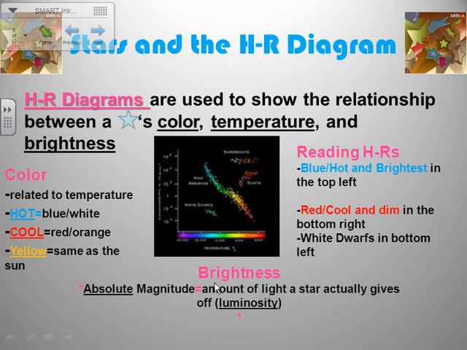Okay? If you look at the bottom of the screen here, brightness is also kept on the HR diagram. And absolute magnitude is the amount of light a star actually gives off. And the brightness of a star, a term that's used also, is called luminosity. So absolute magnitude is the amount of light the star actually gives off.